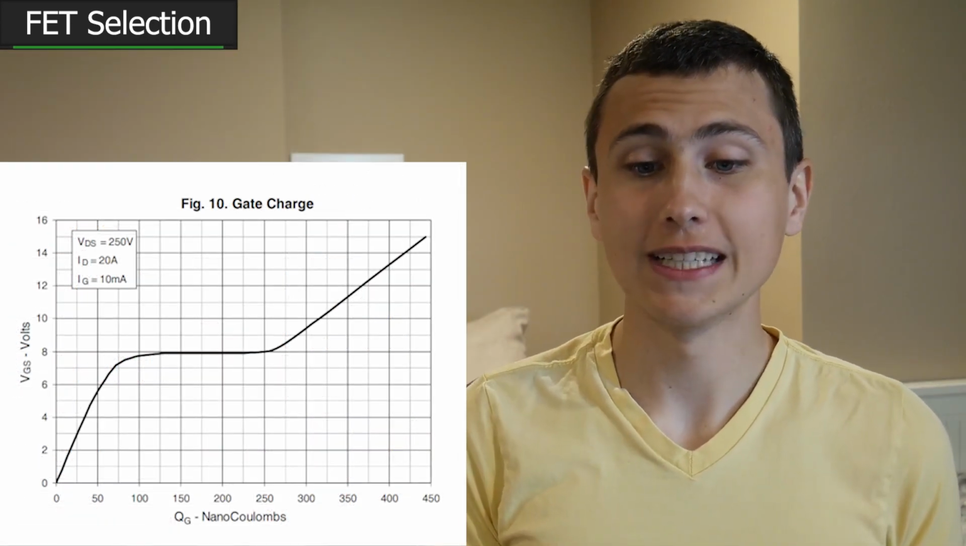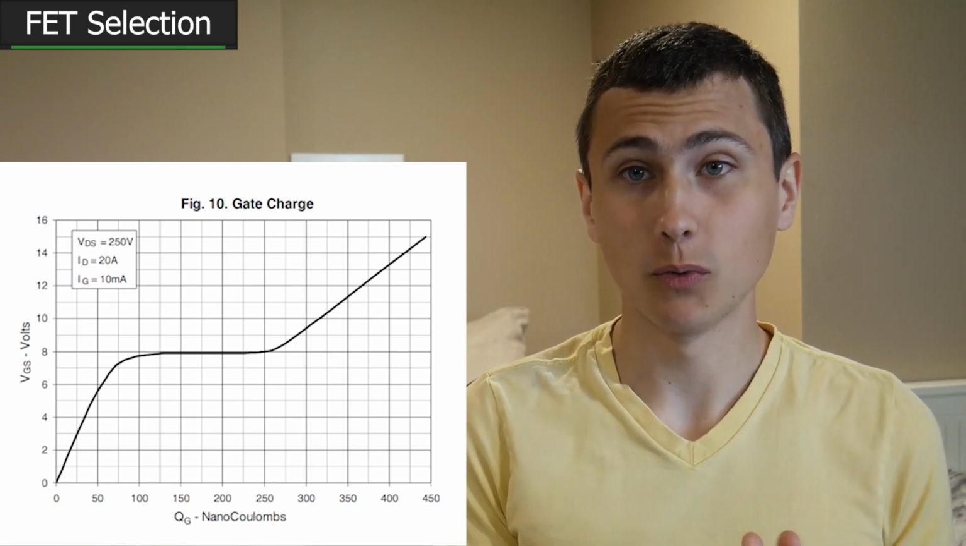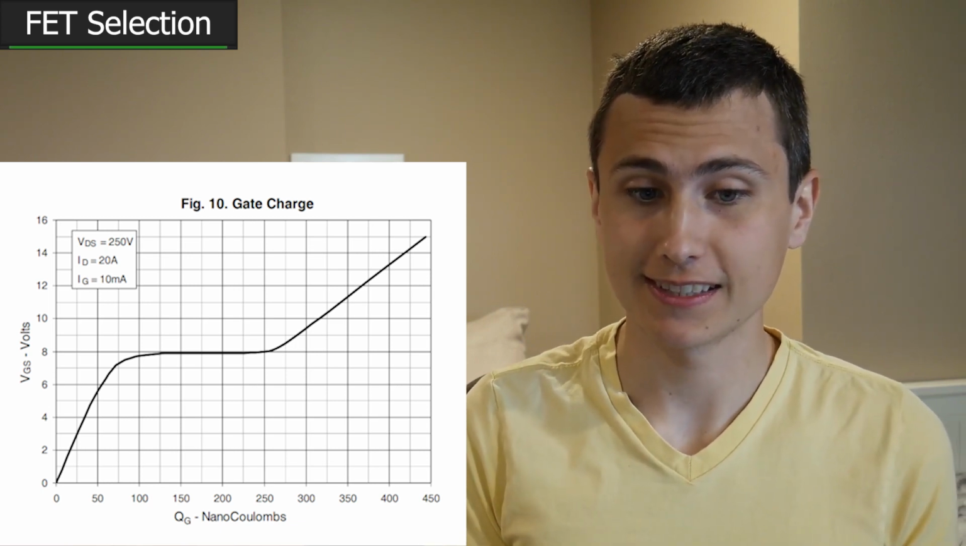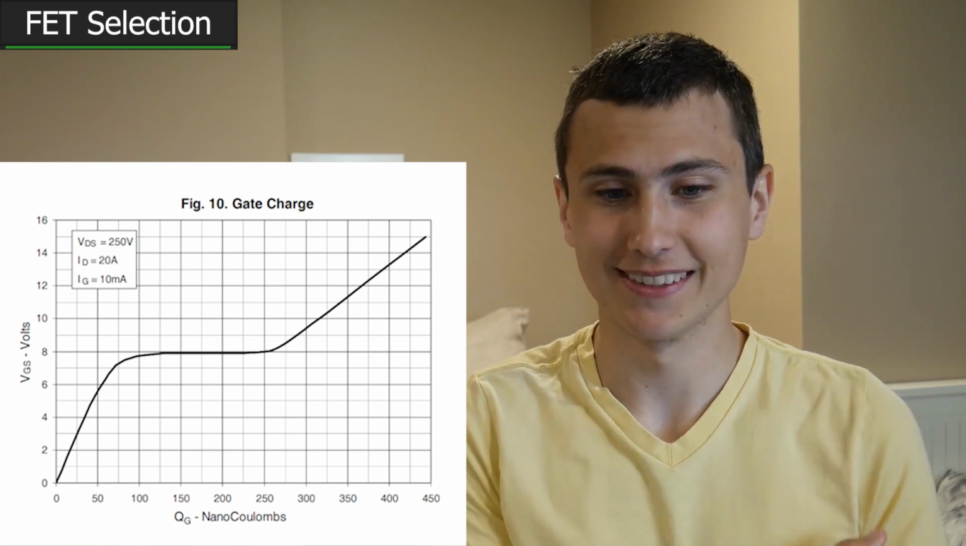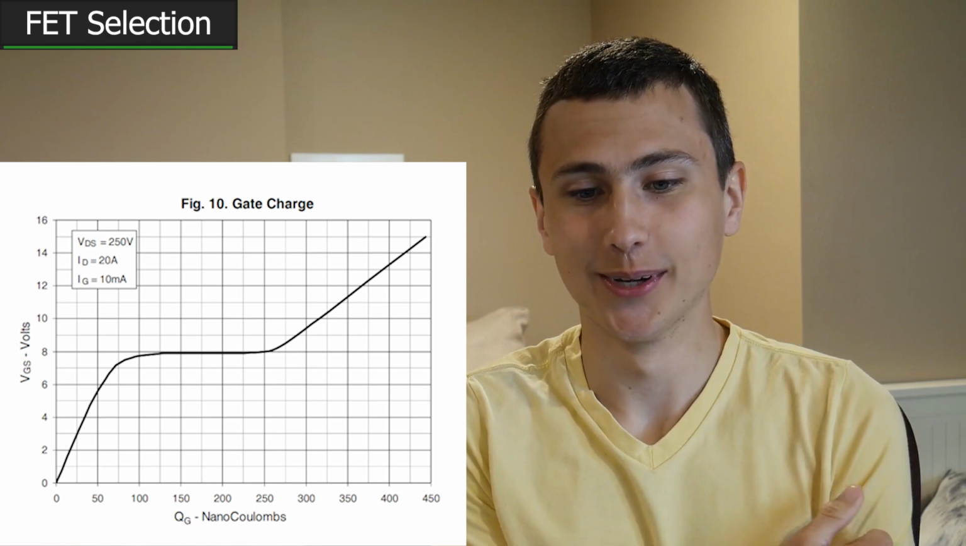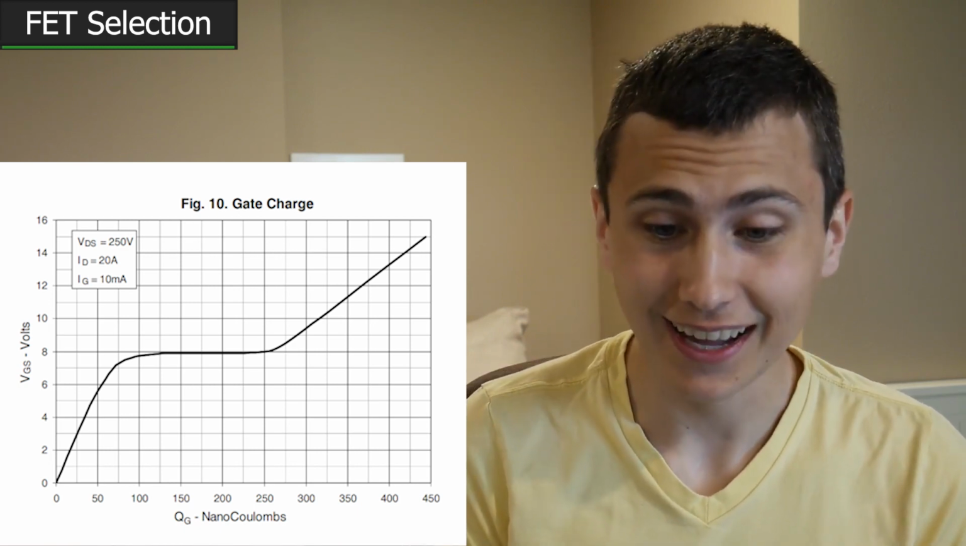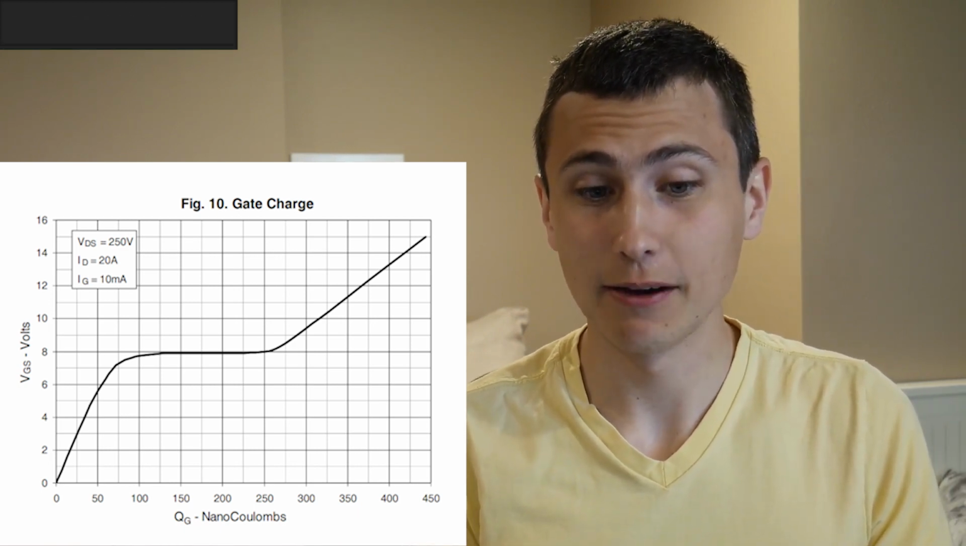And the gate charge is equally insane. About 450 nanocoulombs of charge when going up to 15 volts. That's somewhere between 10 nanofarads and 30 nanofarads of gate capacitance, depending on where and how you want to measure. So that's quite a lot. That's more than every other FET I've worked with.